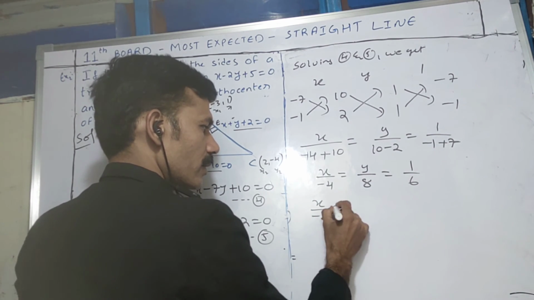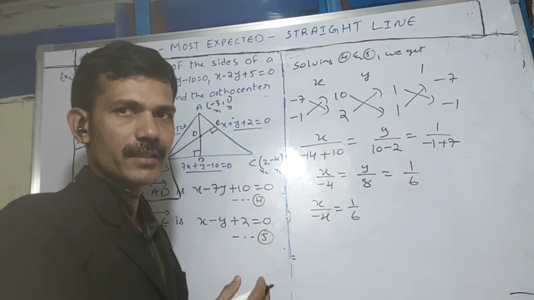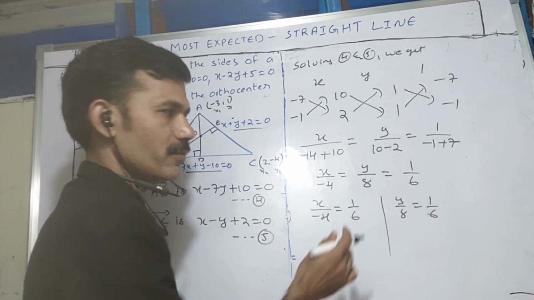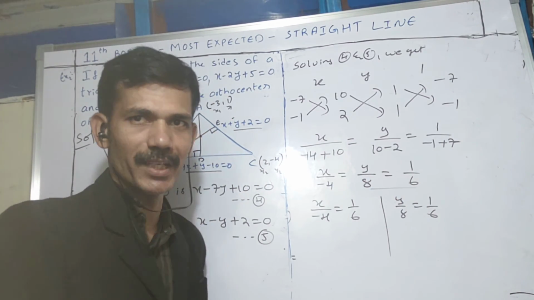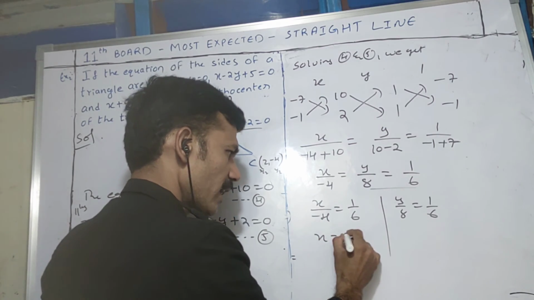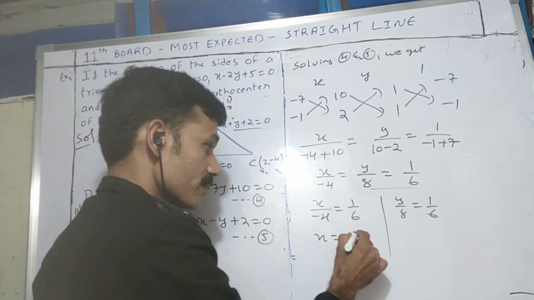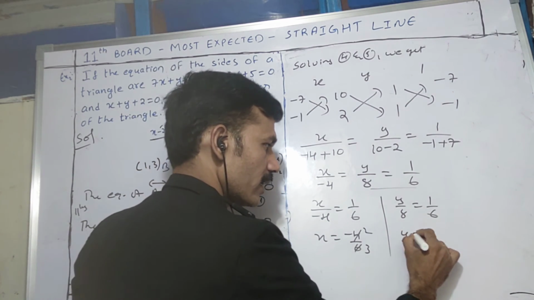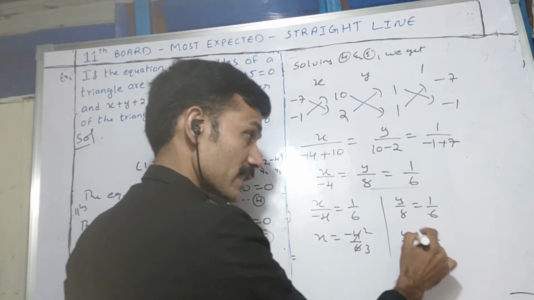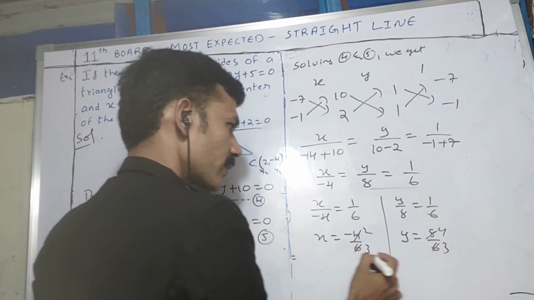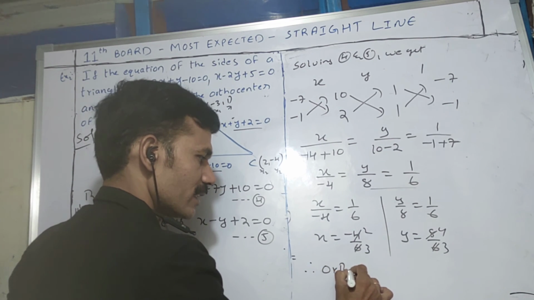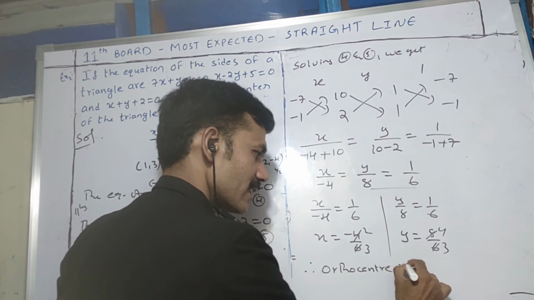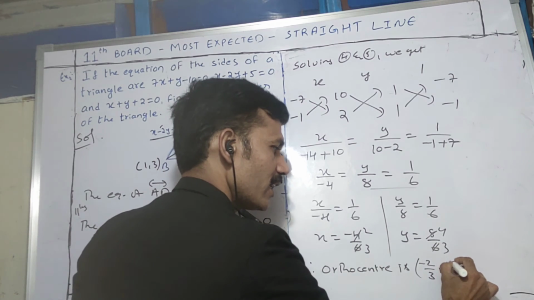So x upon minus 4 equals y upon 8 equals 1 upon 6. If you equate these two things, we'll get the x value; if you equate the last two things, we'll get the y value. Here, minus 4 upon 6, you can express in lowest terms, 2 threes, so minus 2 by 3. Y equals 8 upon 6, again in lowest terms, 4 by 3. Therefore, the required orthocenter of the given lines is (minus 2 upon 3, 4 upon 3).